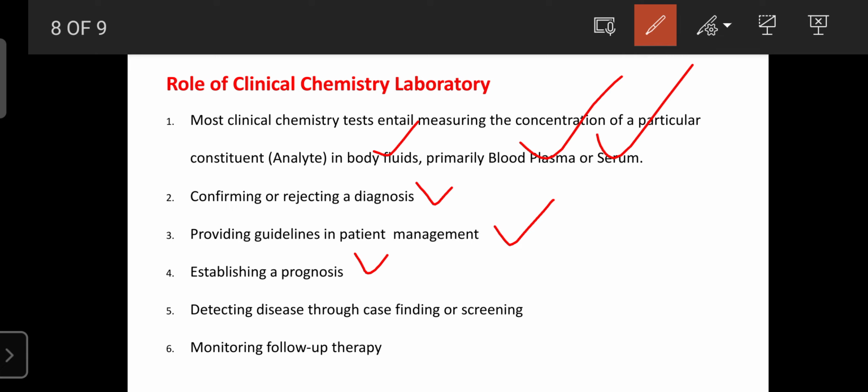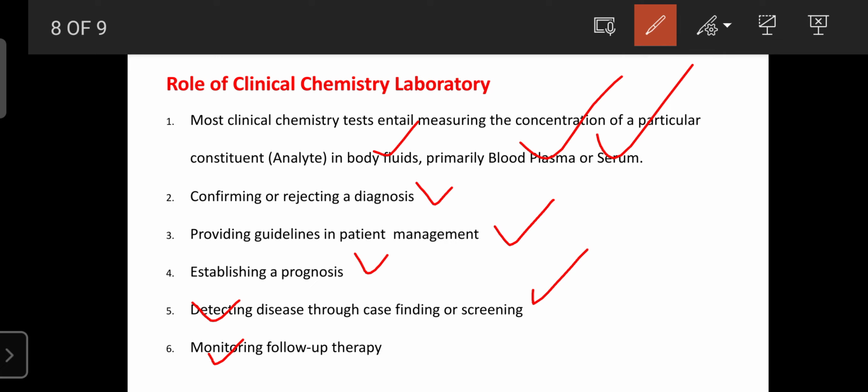Even clinical chemistry laboratories are helpful for detecting disease through case findings and screenings. And also they are helpful for monitoring the flow of therapy. What is the stage scenario, whether it is correct or not. Whatever therapy is given is also concluded or monitored with the help of the clinical chemistry laboratory. Even in the case of coma, where the patients are unable to talk, what will happen with the patient? Whatever drug you give, whether it achieves the target or not, the patient cannot inform.